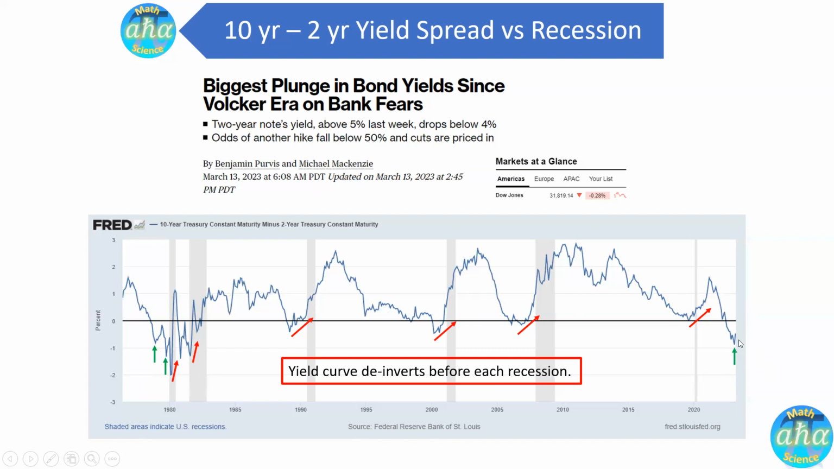But we don't know if the spread is actually going to turn positive or not. We can only wait and see. But even so, this is just an attempted de-inverting, and it's an alert.